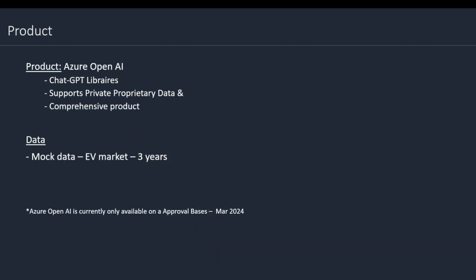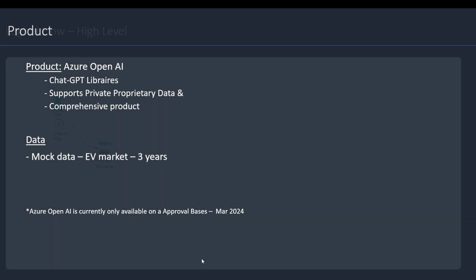Product: we're going to use Azure OpenAI. Reasons being: one, we need the ChatGPT libraries; two, we need a product that supports private proprietary data; and three, we need a comprehensive product which has all the tools to build, test, and deploy a solution. Data: we'll use mock data of EV markets for the last 3 years. A quick disclaimer: Azure OpenAI is currently only available on an approval basis.